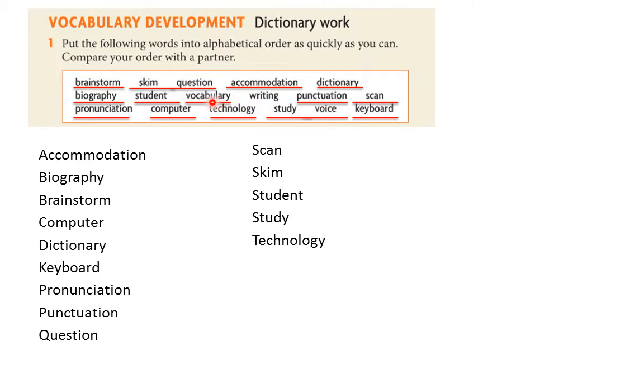So we should go to the 3rd letter, which is C in vocabulary and I in voice. Which one is coming before the other, C or I? So C is coming before I, then vocabulary is the next word, and after this voice is coming. After V we have the letter W, and we have one word started with W, which is writing, and writing is the last word.